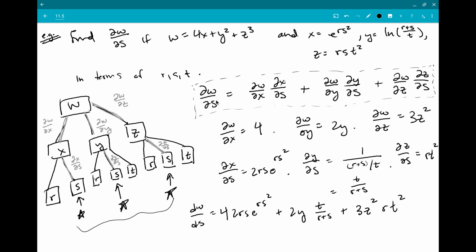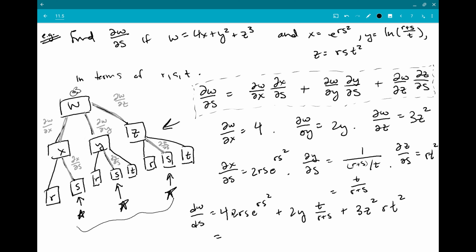Now I've gone ahead and taken my formula for the chain rule and plugged in all my partial derivatives. But we have to find our answer in terms of r, s, and t. So we're going to do that optional last step: anywhere I have intermediate variables, that's stuff that wasn't my top variable or my bottom variable, I have to replace them in terms of things that are in the bottom row.